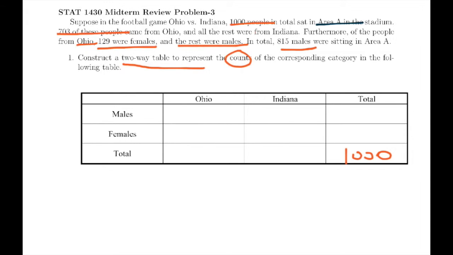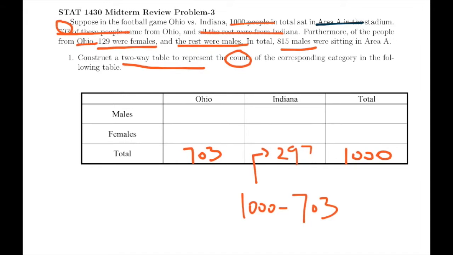Next, we know that 703 people were from Ohio, and this 703 will be written in the box here. That means the total count of the people from Ohio, and all the rest are from Indiana. We can do a subtraction, that is 1,000 minus 703. The result is 297, which represents the total number of people from Indiana.